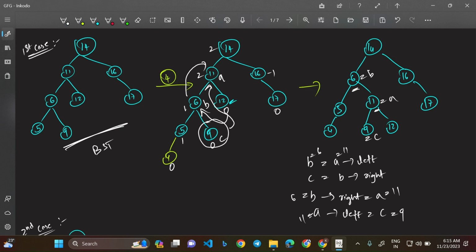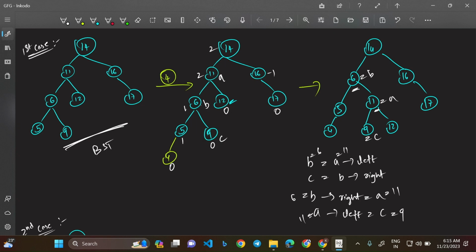I'll just erase this arrow mark so that it will be much clearer. When you're rotating towards the right, this whole particular thing will come to the right side of 6, and all this right side of 6 will be the left side of your 11, because indeed all these things are less than 11. So I'll put these things to the left of 11. That's it, your tree would be much more balanced. I hope you people are understanding this point. So that's what we have done.